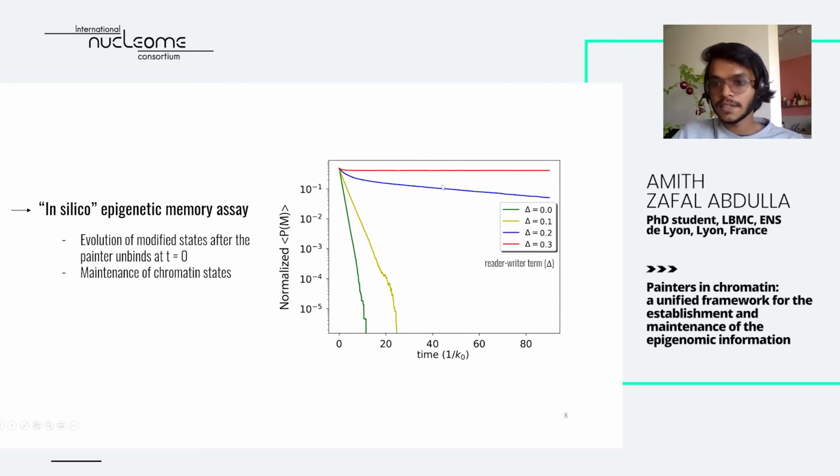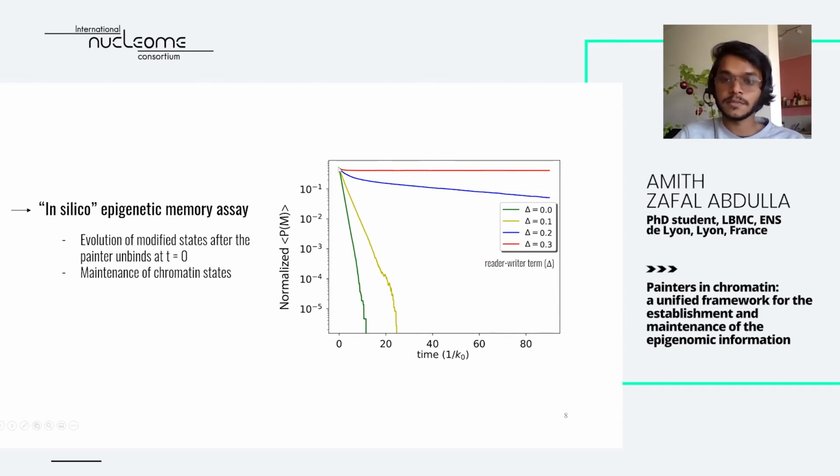At a critical reader-writer process, we see a very slow decay of states. And above that threshold, we are able to maintain the states. So with sufficient reader-writer term, we can actually maintain the states. And the question is, is the state at time t greater than t0, the state which is maintained, related to the state that was at the beginning?